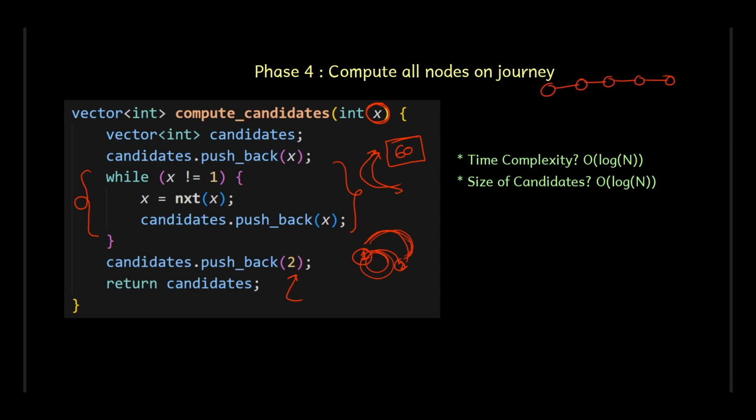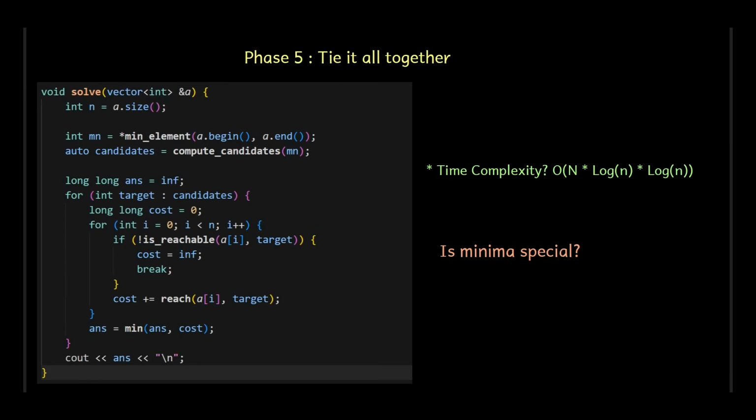Why is 2 always achievable? Because 1 is always achievable, right? Anybody can land at 1, and then if they want, they can go back to 2. So these are the set of candidates, and then we tie it all together and solve the original problem, which was to find the minimum cost to make all the array elements equal. So you find out the minimum element, and then all the nodes that the minimum element traverses through will be the possible candidates. So you iterate through all the candidates, and then you try to convert all the array elements to that candidate. But first you check if it is even possible.